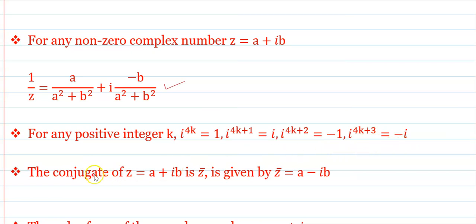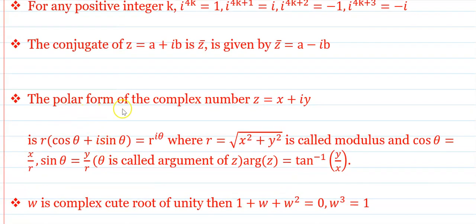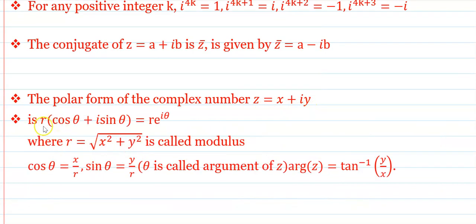Okay. The conjugate of z equal to a plus ib is z bar and is given by z bar is equal to a minus ib. Now the next. The polar form of the complex number z equal to x plus iy is r (cos theta plus i times sin theta) equal to r e raised to i theta, where r is equal to root of x square plus y square, called the modulus. And here cos theta is equal to x upon r, sin theta is y upon r, theta is called the argument of z. And argument of z is equal to tan inverse of y upon x.